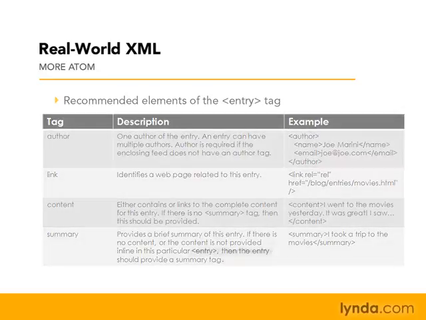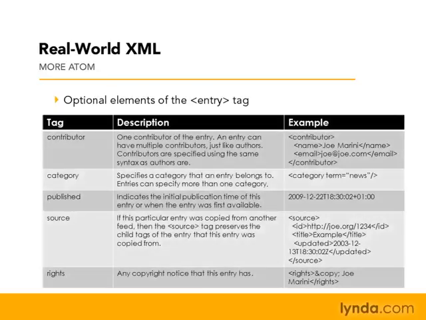Okay, let's finish up by taking a look at some of the optional elements of the entry tag. So entries can have contributors, just like they can have authors. And the contributor tag is used to indicate one of the contributors. And it follows the same format as the author tag. You can have multiple of these for various contributors. And one of the nice things about the Atom specification is that contributors are distinct from authors.